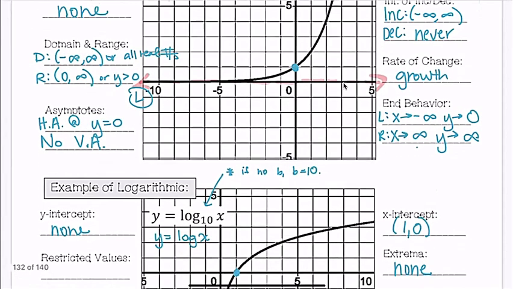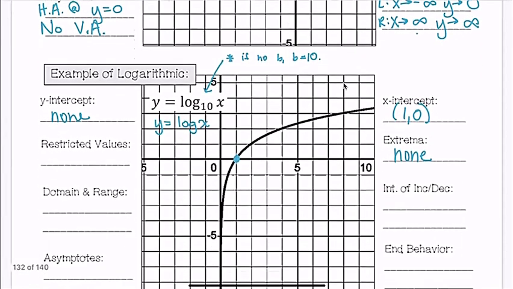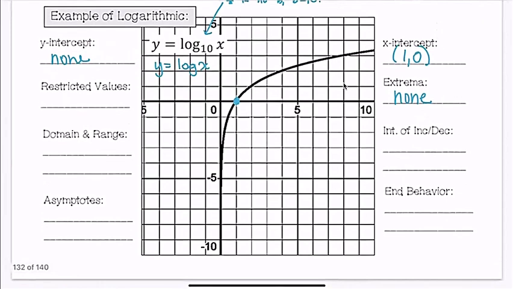Asymptotes, remember before we had a horizontal asymptote, but no vertical asymptote. So now we're going to have the opposite. We're going to have a vertical asymptote, but no horizontal asymptote. I'm going to say no horizontal asymptote. But remember, I'm just swapping with exponential.